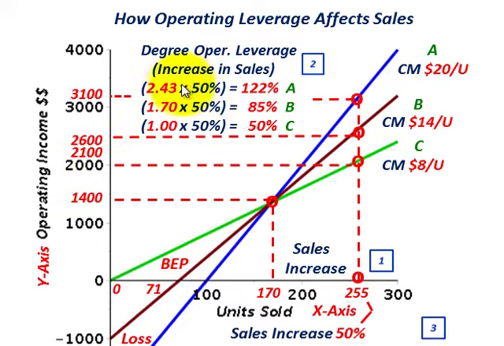So you see what's going on here. The larger the degree of operating leverage, the larger the increase we get, and that generated a greater amount of operating income. Okay, so that was looking at the sales increase of 50%.